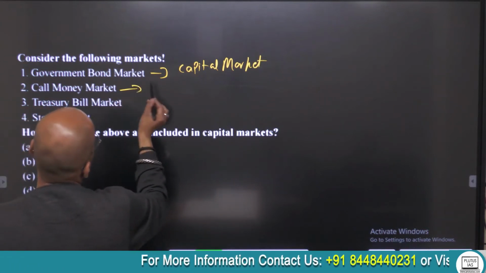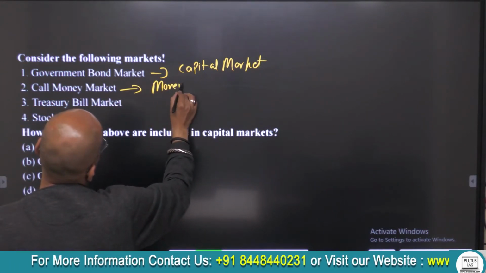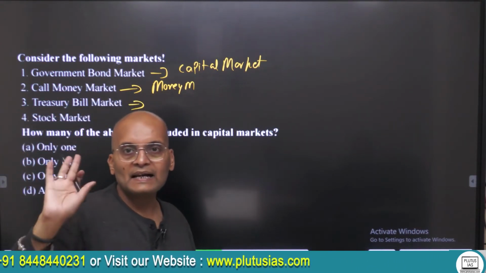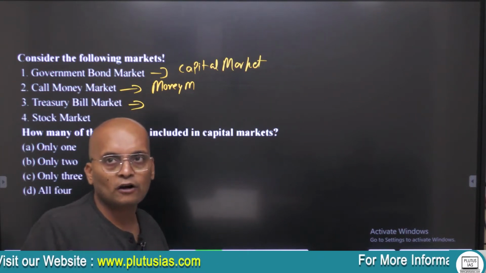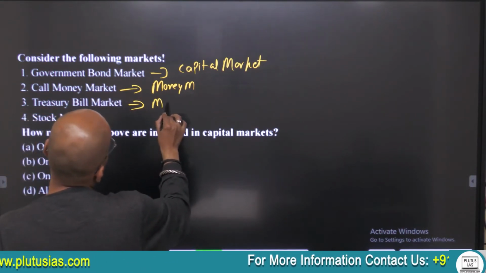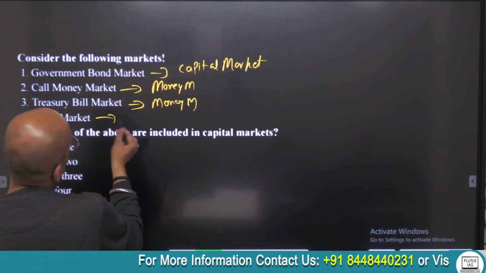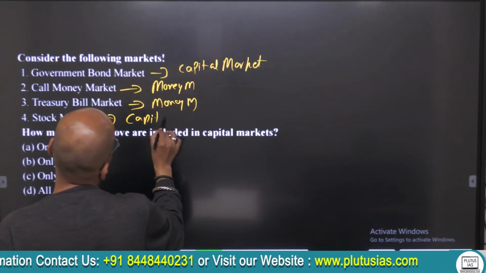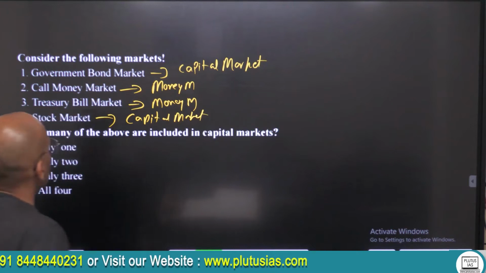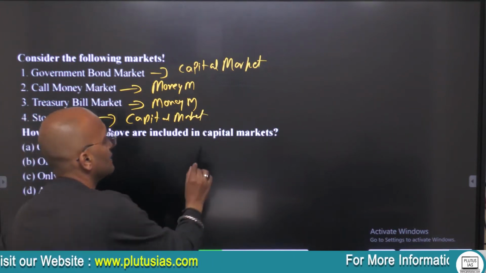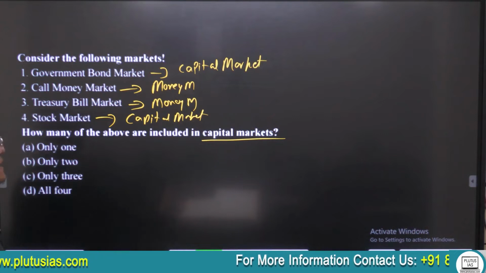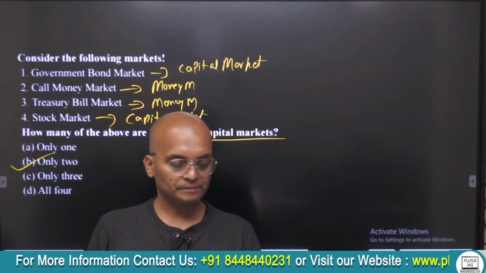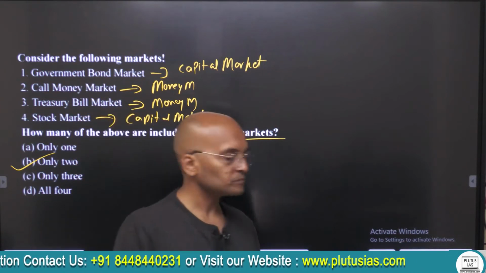So obviously short term, that means it comes under money market. Yes or no? Treasury bill, 15 days maximum. Maximum 15 days treasury bills are there, launched by government. So again, short term comes under money market. Stock market, obviously long term. Yeah, it comes under capital market. Now, what's the question? How many of the above are included in the capital market? So option B is correct. Yes or no? Right. Moving on.